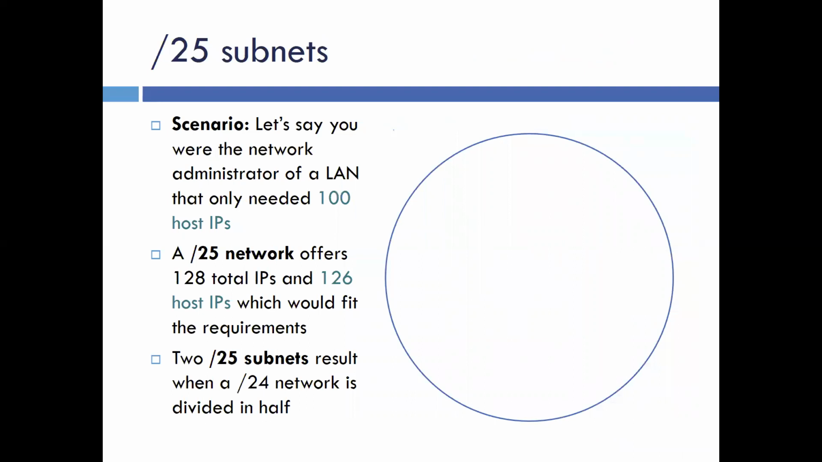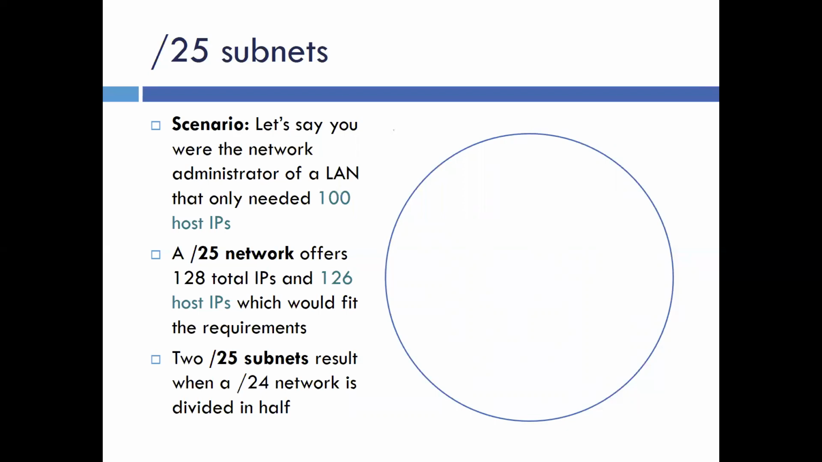To provide some context as to what a /25 network is and why we would configure a /25 network, let's take a look at the scenario. Let's say you were a network administrator of a LAN that only needed 100 host IPs. We know that a /24 has 256 total IPs and 254 host IPs. So a /24 would give us way more IP addresses than we need.